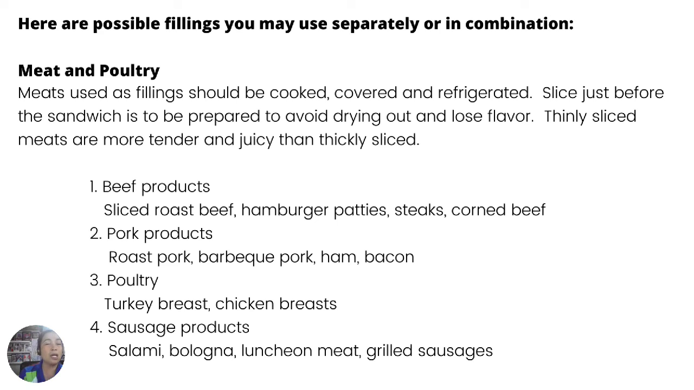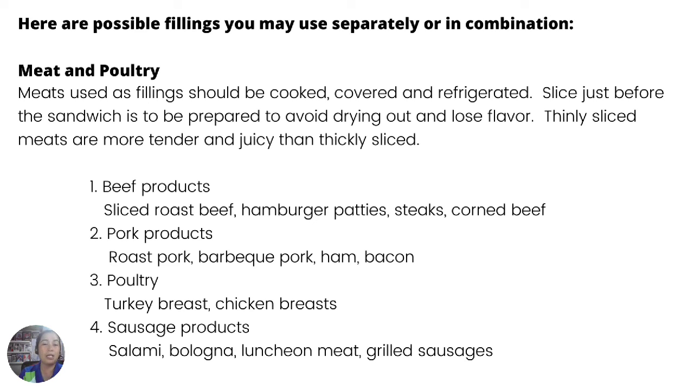In terms of the meat and poultry, meat used as fillings daw should be cooked. Definitely. Lulutuin talaga. Covered and then refrigerated. Sliced just before the sandwich is to be prepared to avoid drying out and losing flavor. So, thinly sliced meats are more tender. So, dapat thinly sliced meat lang siya, not thickly sliced meat. Kasi, it is more tender pag thinly sliced, no?